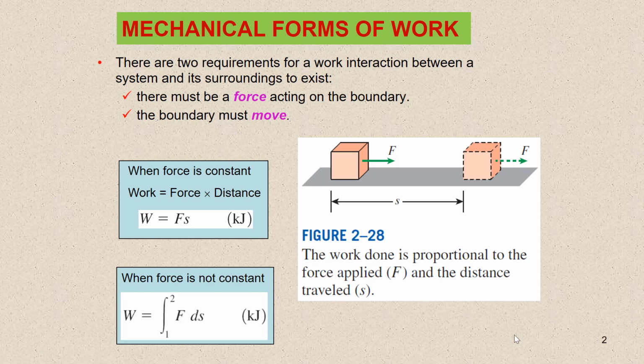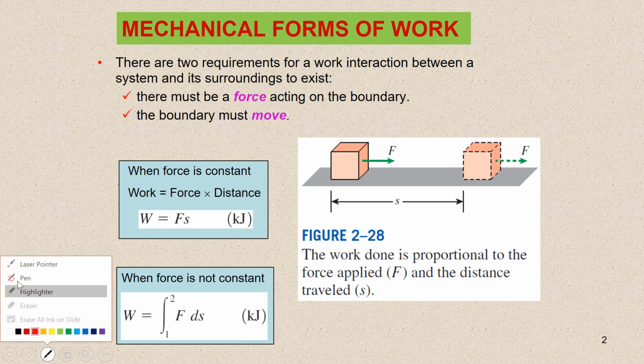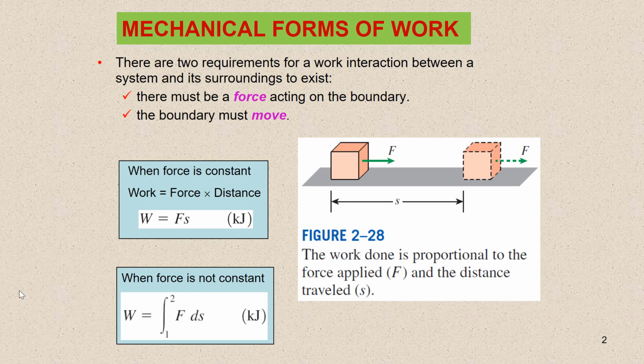Now let's look at different mechanical forms of work. There are several different ways of doing work, each in some way related to a force acting through a distance. In elementary mechanics, the work done by a constant force F on a body displaced a distance s in the direction of the force is given by W = Fs in kilojoules.